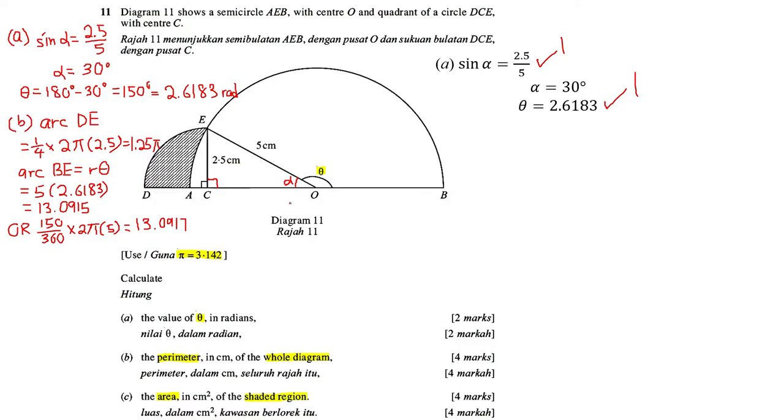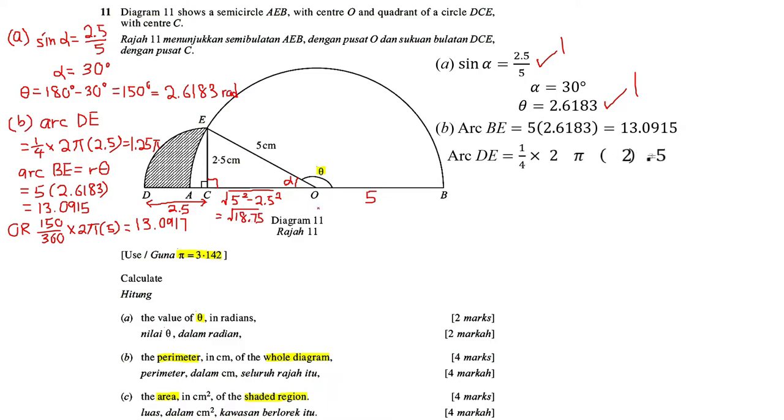So lastly, we want to find the length from D to B. From D to C gives us 2.5 and O to B gives us 5. So to find C to O, we can apply Pythagoras theorem, which is square root of 5 square minus 2.5 square. We get square root of 18.75.